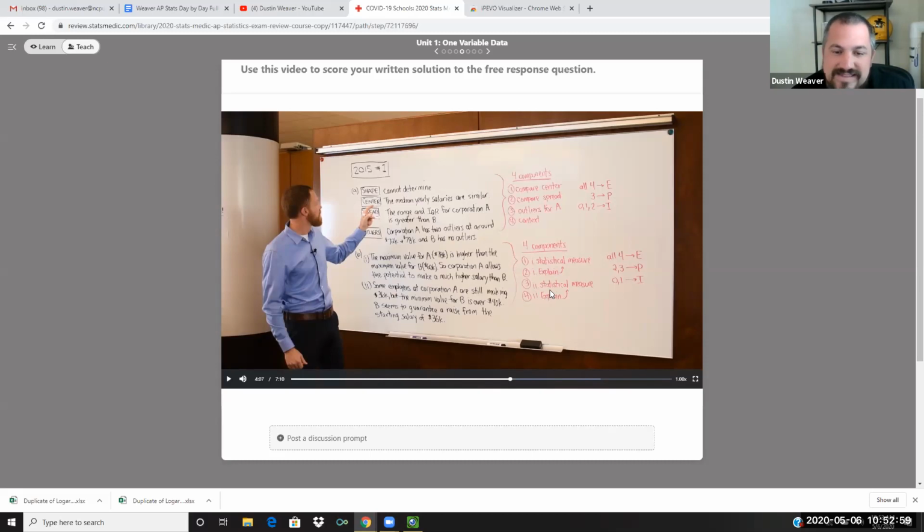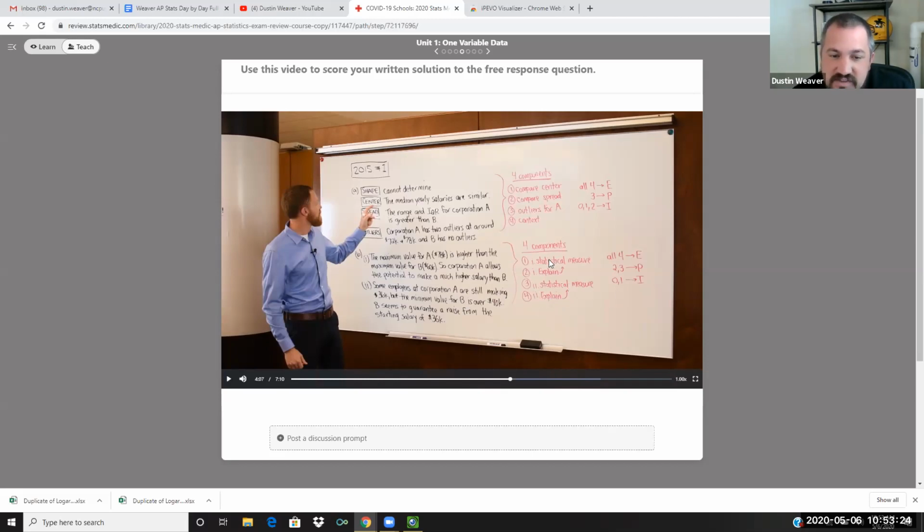In part two, it's saying that Corporation B will allow you to get a raise, but then showing how you know that. So you know that there are still, because the minimum value for Corporation A is still $36,000, some employees haven't gotten a raise at all, and because the minimum for Corporation B is over $40,000, you know they've all gotten a raise. So it's also the explanation there.